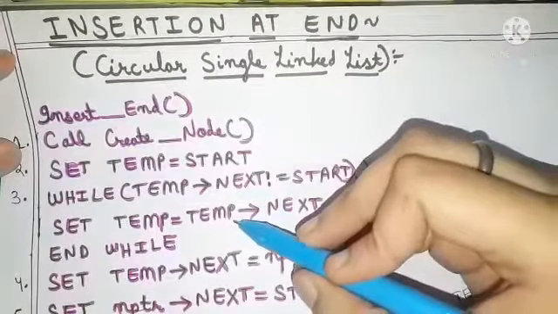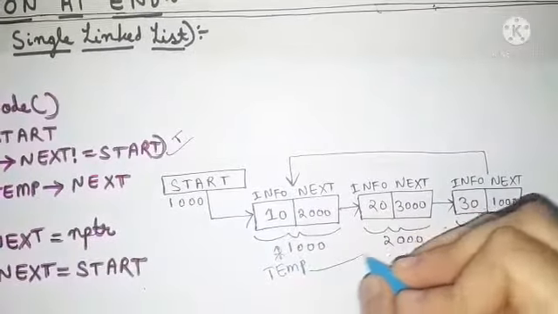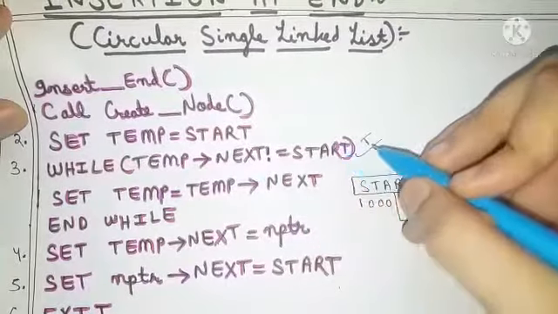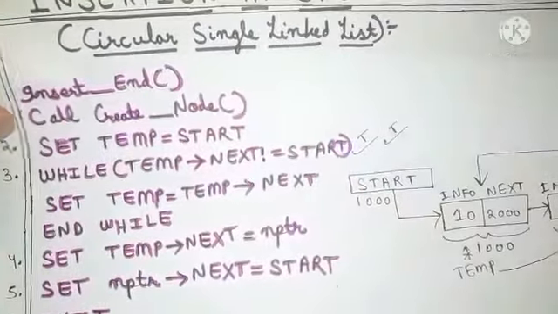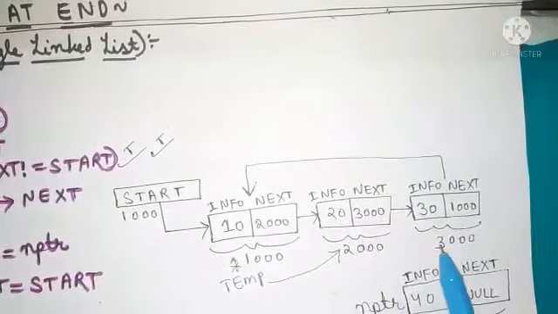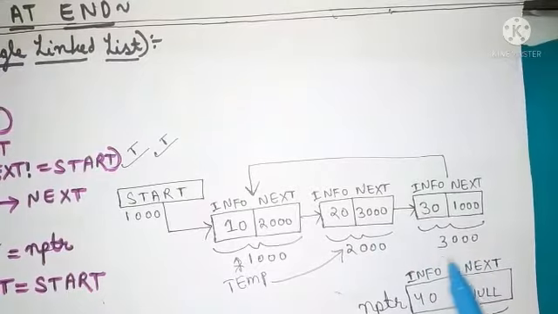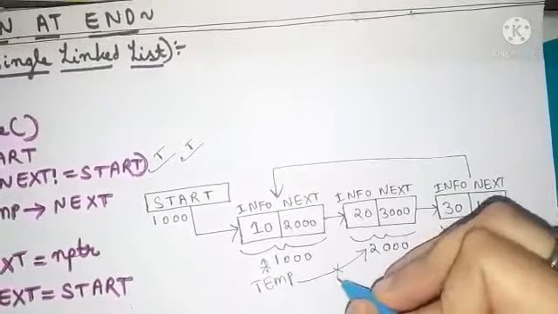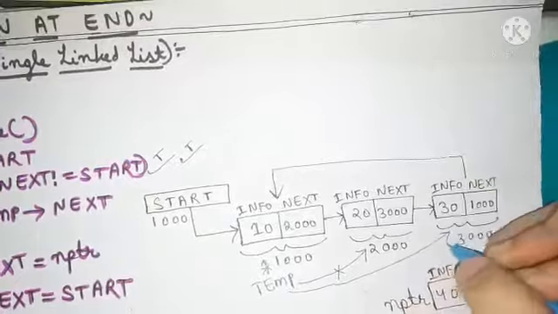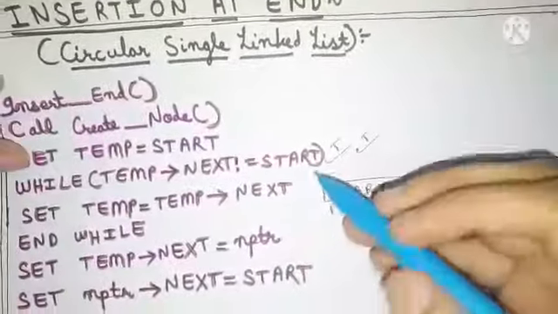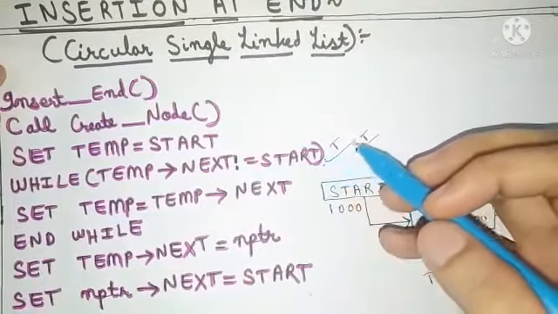So temp is equal to temp next will be executed and temp will move to our next node, whose address is 2000. Then again it will check temp next not equal to start. This time also the condition is true, because the next pointer is pointing to our next node whose address is 3000. So again temp is equal to temp next, and temp will move to the next node whose address is 3000. Then again temp next not equal to start is checked.